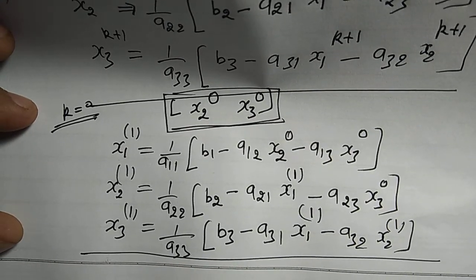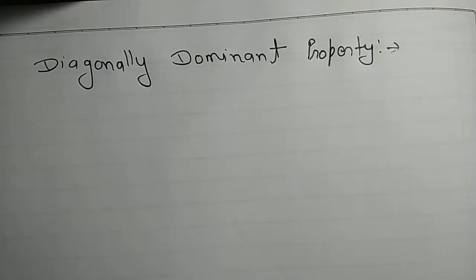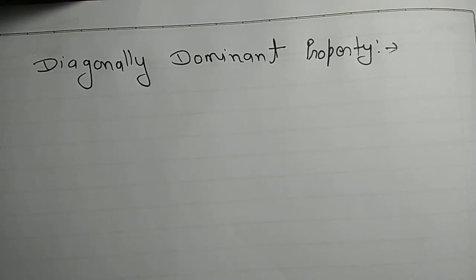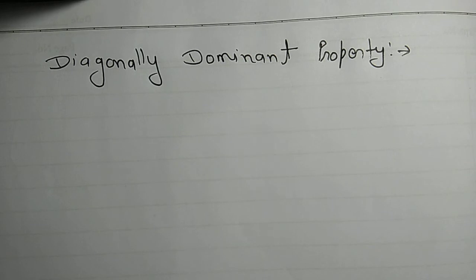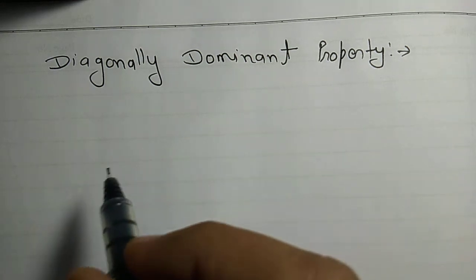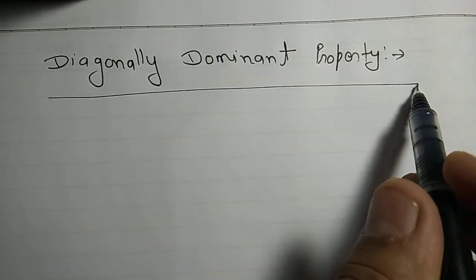Now let us see one example. Before going to an example of the Gauss-Seidel method, first we'll see what is the condition of convergence of this method, because this is a numerical iterative method, so it should converge to the solution. So what is the condition for convergence of this method? We have the diagonally dominant property. The system of equations should satisfy the diagonally dominant property. This is the condition of convergence of the Gauss-Seidel method.